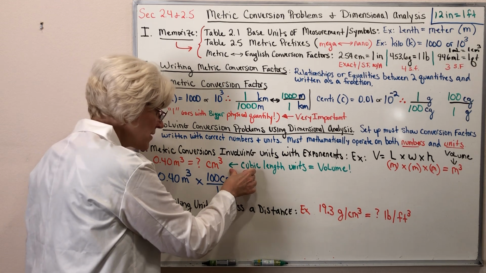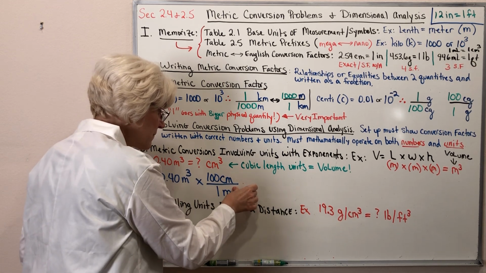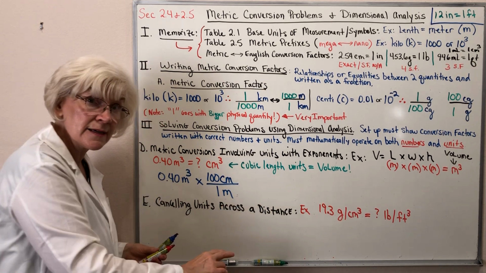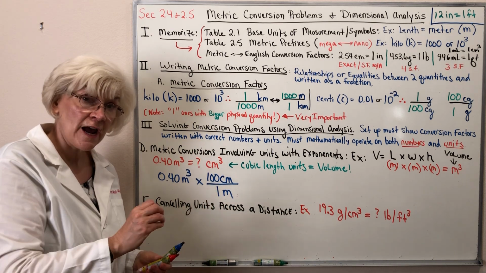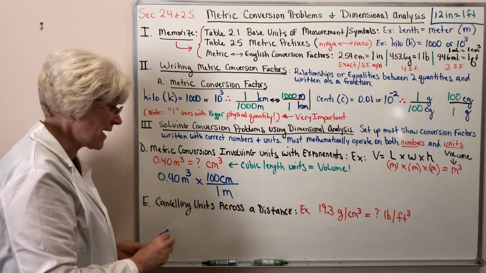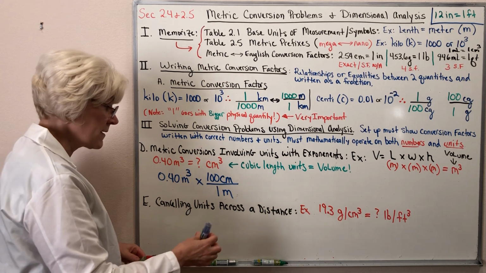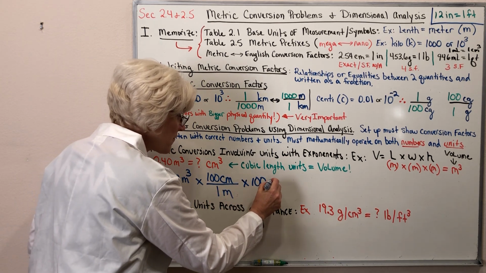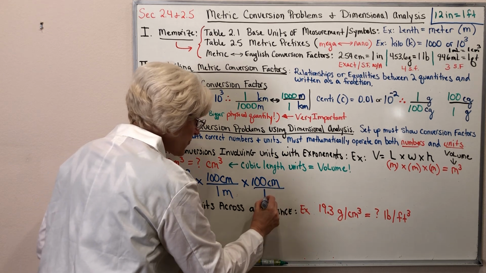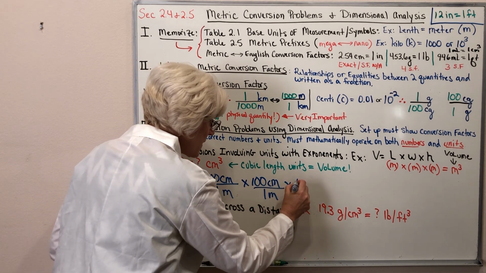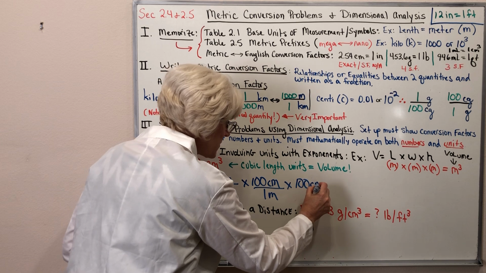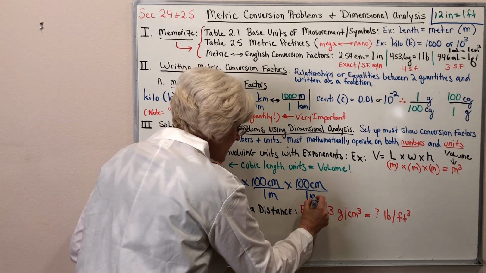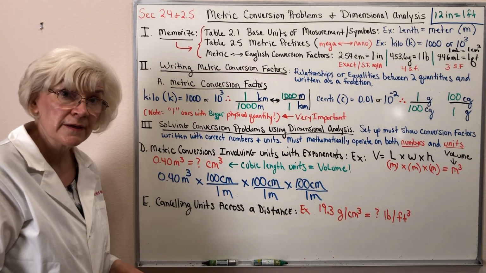So go back to what we just established. This is a valid conversion factor for length: 100 centimeters is equal to 1 meter. Well, what if I use that conversion factor 3 times? What if I write it out 3 times in this setup?